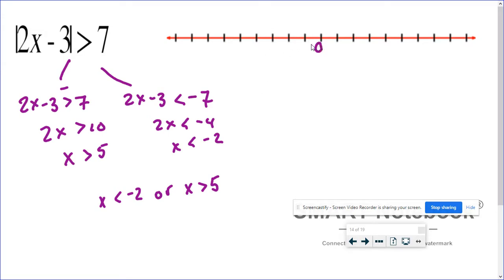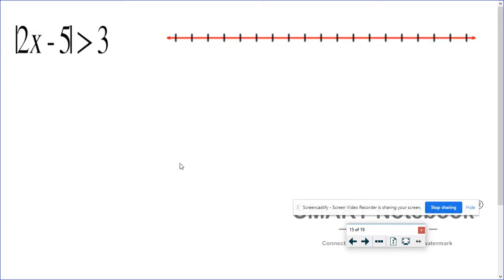So let's say 0 is here. That puts negative 2 here. Open circle, shading to the left. That puts 5 here. Open circle at 5, shading to the right. Notice two in a row where the absolute value inequality started with greater than and it ended with or. This one's also greater than, so let's see if we end up with or again.